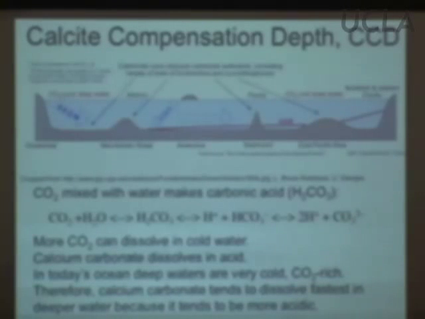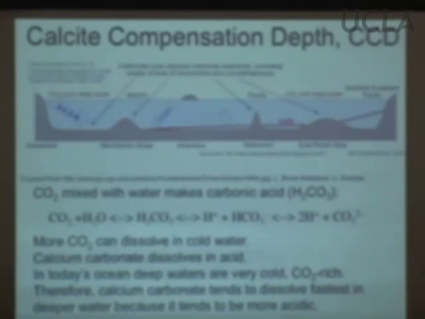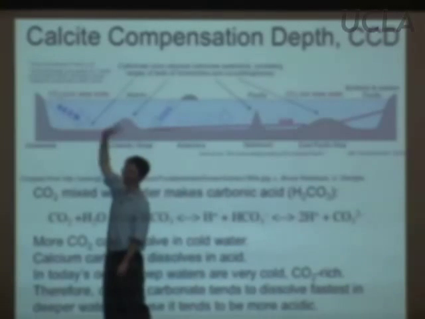If what's causing the calcium carbonate to dissolve is acid that's generated by the reaction of CO2 with water, and the Pacific Ocean is much more liable to dissolve calcium carbonate than the Atlantic Ocean, what can we infer about the deep Pacific? Does it have more CO2 or less CO2? More. In fact, this is true. By and large, deep waters in the Pacific Ocean, particularly the northern part, are relatively rich in carbon dioxide. Waters in the North Atlantic Ocean are relatively poor in carbon dioxide.